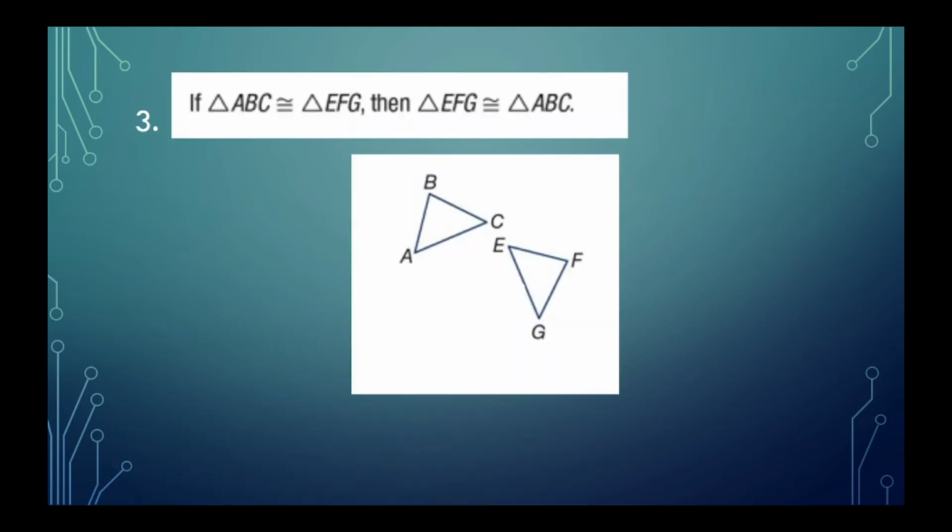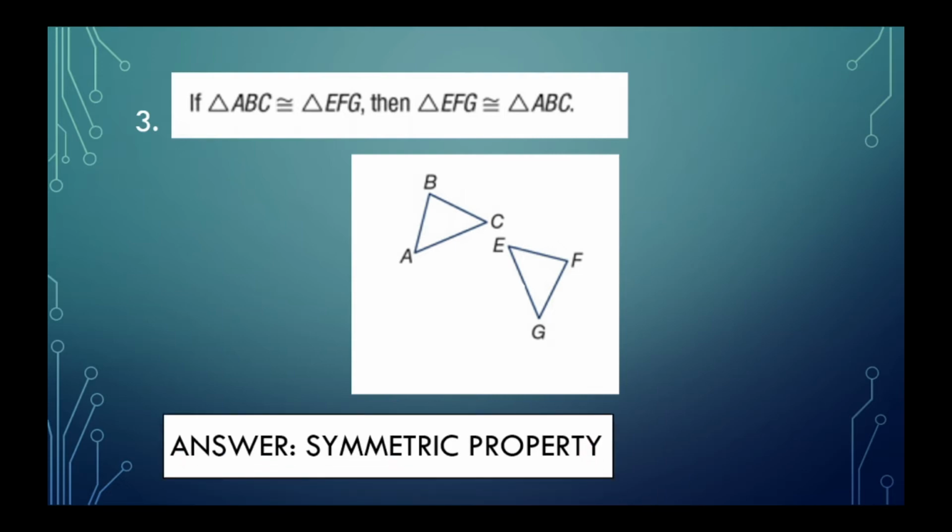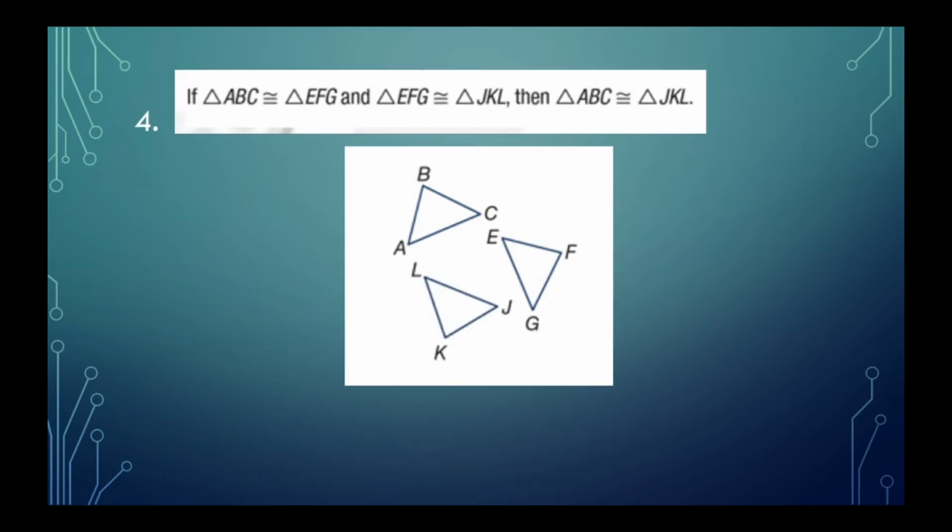Next, number 3. If triangle ABC is congruent to triangle EFG, then triangle EFG is congruent to triangle ABC. Next, number 4. If triangle ABC is congruent to triangle EFG, and triangle EFG is congruent to triangle JKL, then triangle ABC is congruent to triangle JKL.